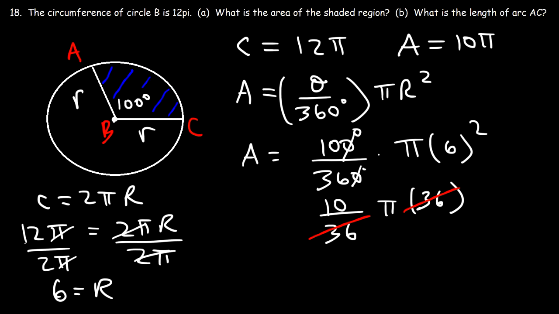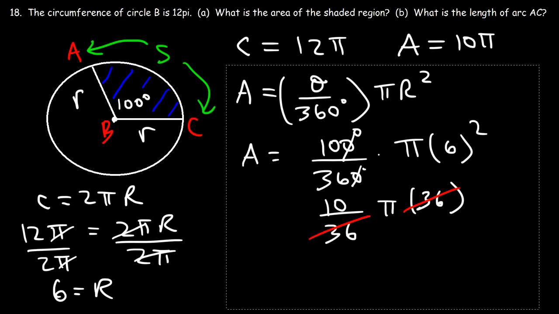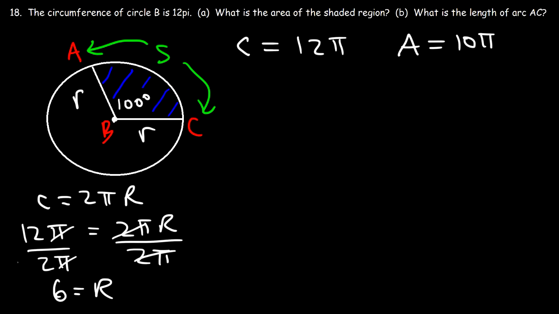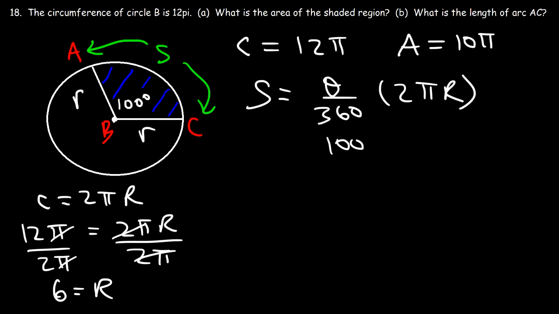Now what is the arc length of AC? So what's the distance between points A and C on the circle? To calculate the arc length, it's equal to theta over 360 times 2 pi r. So this is going to be 100 over 360 times 2 pi times 6.